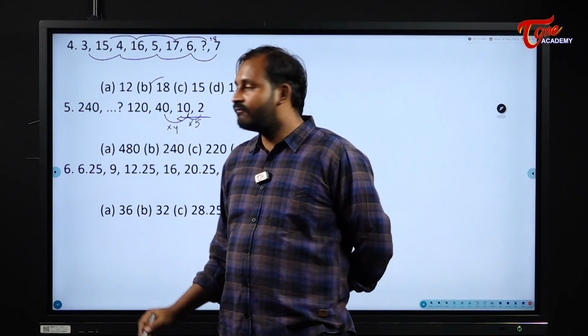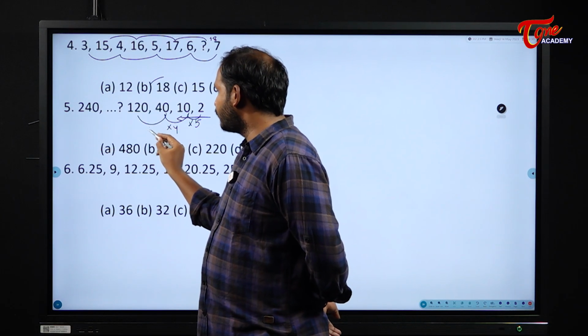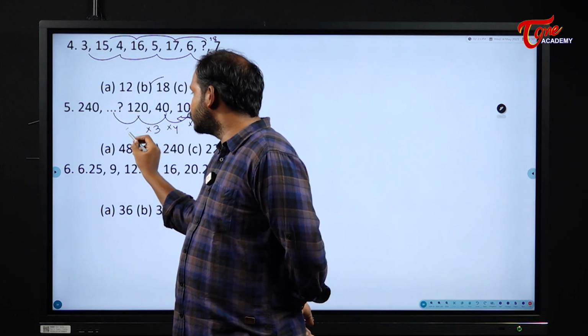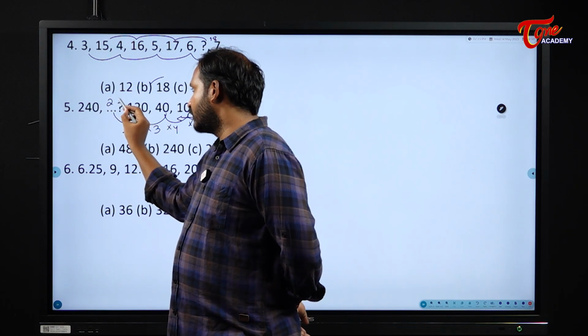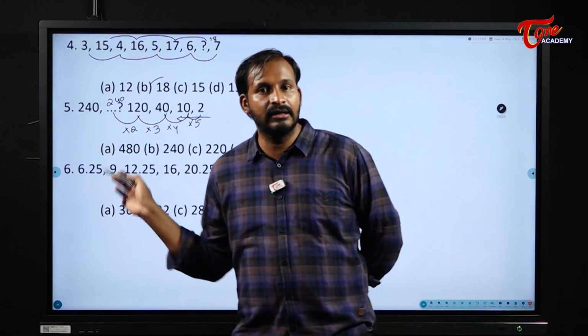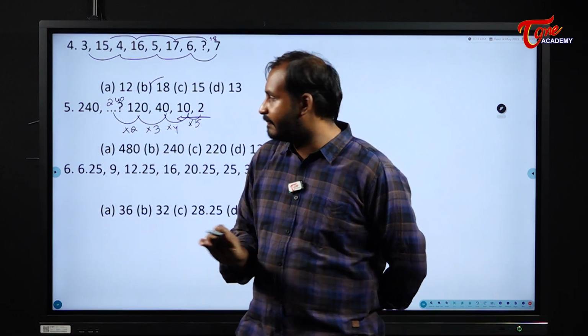How can 40 become 120? 40 times 3 is 120. Next, in the same order, what should it be? 120 times 2 is what it should become? 240. Okay. And please check, if a middle one is skipped, whether the logic is continuing or not. Verify it perfectly.